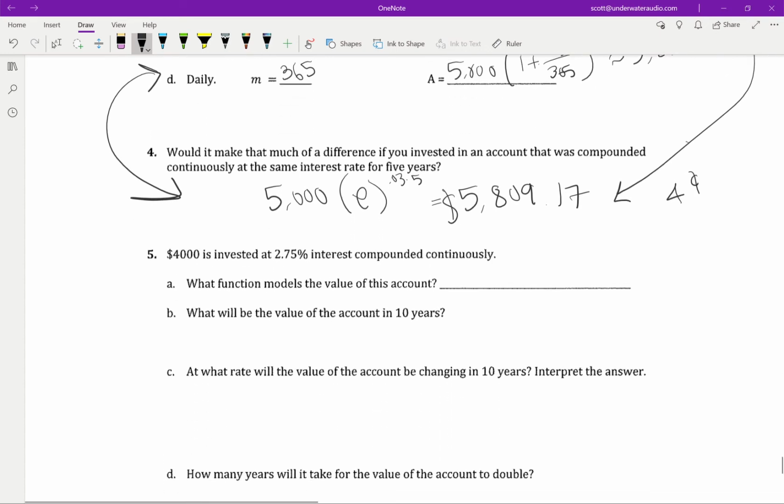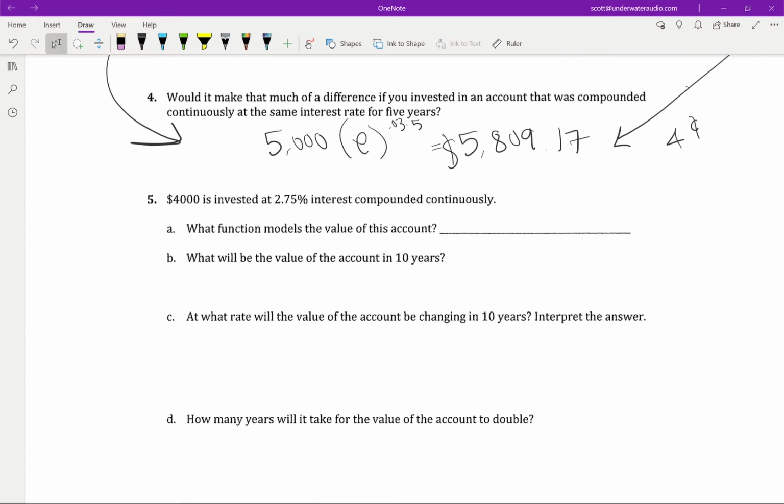All right, number 5. $4,000 is invested at 2.75 interest compounded continuously. Okay, so this is my R, and this is my principal amount. What function models the value of this account? P e to the RT, or 4,000 e to the 0.0275 t.